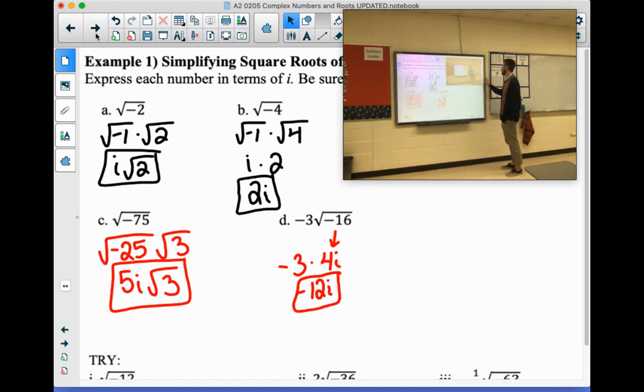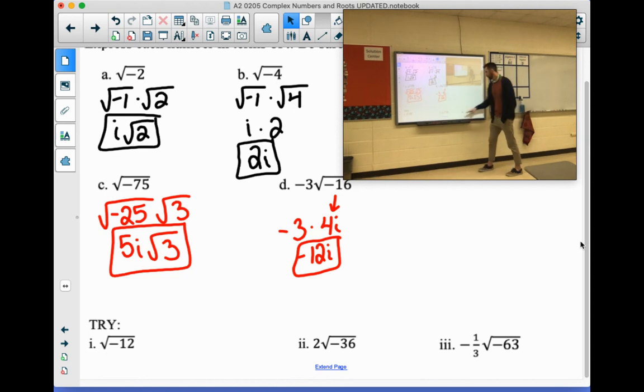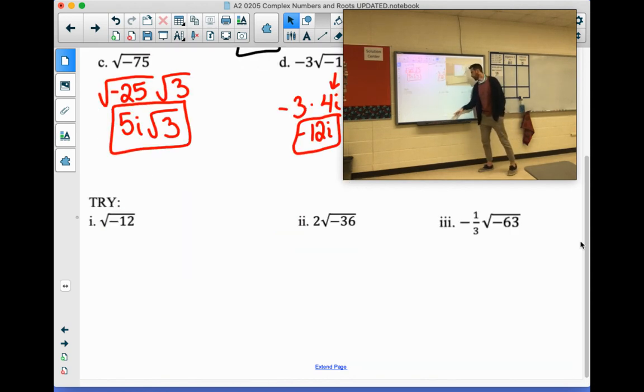So I have 3 for you to try here. The third one is pretty tough, but go ahead and pause it. I'm going to knock these 3 out. Let's see how much time I got. I got about a minute. So pause. I'm going to do these 3.